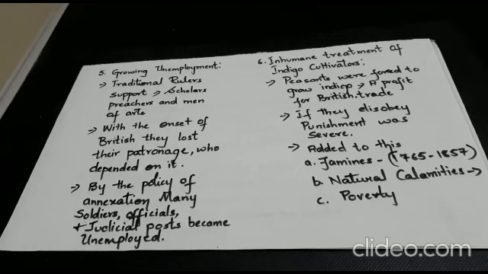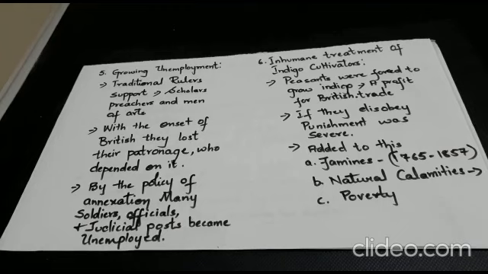Well, we shall see the growing unemployment among the masses during the year 1857, which led to the Great Uprising. The traditional rulers supported the scholars, preachers, and the men of art. But with the onset of the British, those who depended on it lost their patronage. By the policy of annexation, many soldiers, officials, and judicial posts became unemployed.